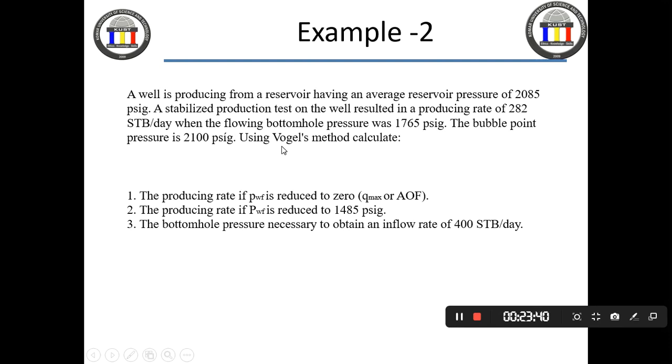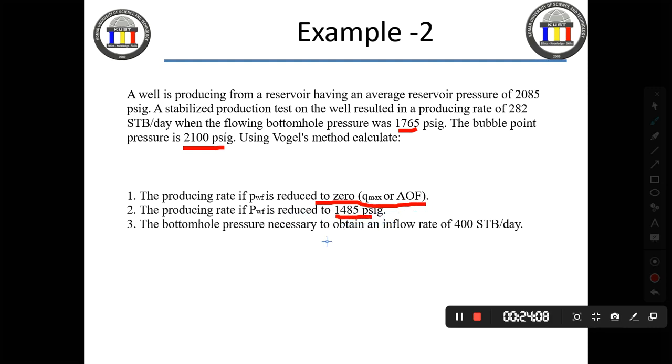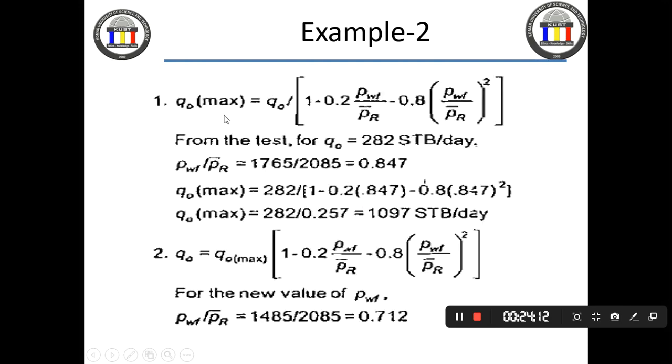But in this case now, with the same pressure and everything else the same, we are now talking about the bubble point. So here you can see now 2100. It means the well is now two phase, because the flowing bottom hole pressure is 1765. It means the tubing string may have two phases. So what is the production rate if PWF is reduced to zero, meaning Qmax? Or if it is 1400? Same thing, but now we are talking about two phase.